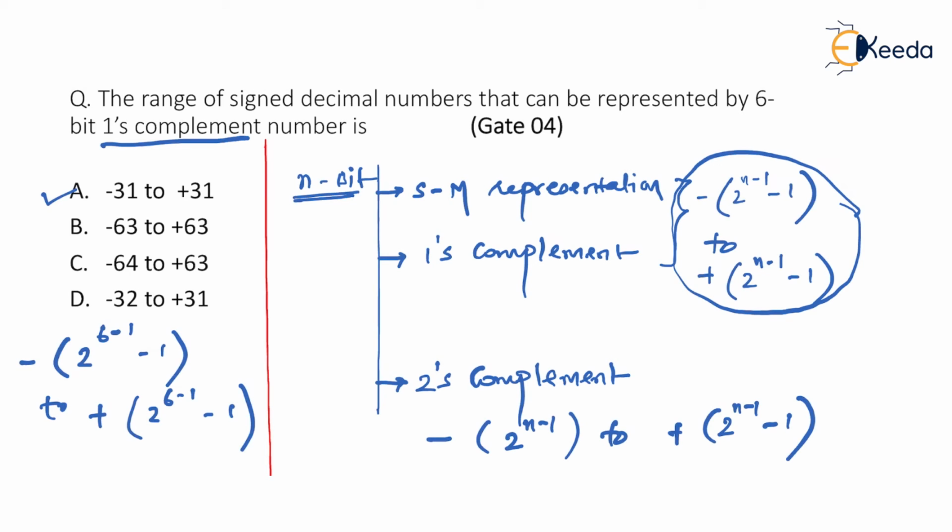Remember, if this question was related to, let's say, twos complement number, then the correct option would be D, that is minus 32 to positive 31. So right now your option number A is the correct option. Let's move to the next question.